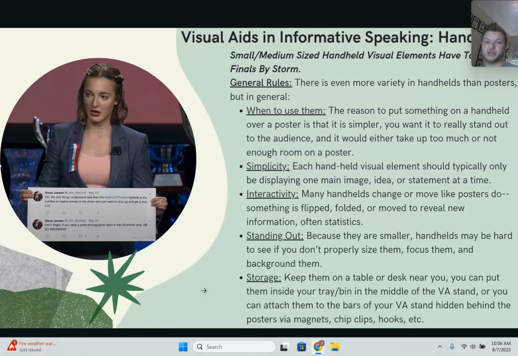So here are some general rules to know about them. The reason that you would put something on a handheld instead of on a poster is maybe that it is simpler, so it doesn't need to be on a poster. You really want it to stand out to the audience, so you can bring it closer to them or emphasize it with your hands. Or maybe it would take up too much space or not enough room on a poster. It's also a good idea to put stuff on handhelds that doesn't need to be seen for a very long time, because then it's not just sitting in front of the audience forever on a poster. You can also only use it for a little bit and then get back to just using your hands. So it's a good way to show something fast, get their attention on it for sure, and then put it away.